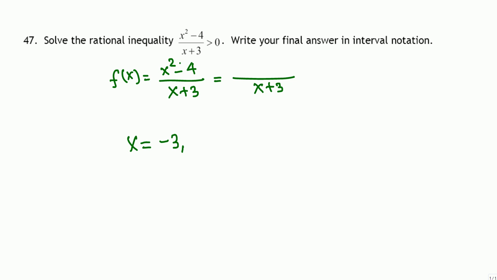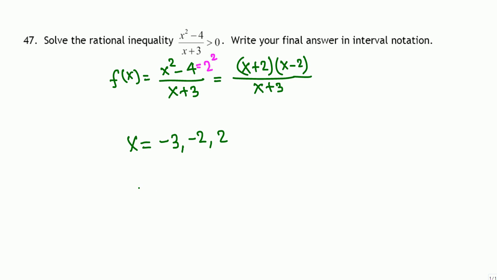We factor the top, x squared minus 4. 4 is the same as 2 squared. And we've got a difference of two squares, x squared minus 2 squared, and the factors are (x plus 2)(x minus 2). And the zeros are: -2 makes this 0, and 2 makes this 0, 2 minus 2 is 0. So these are the zeros of the top and bottom.